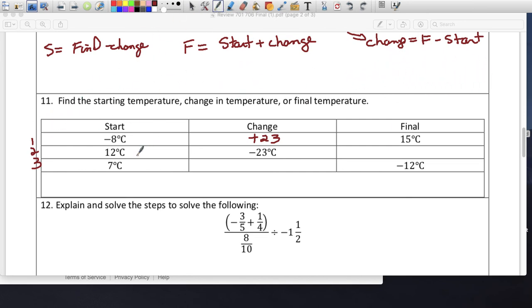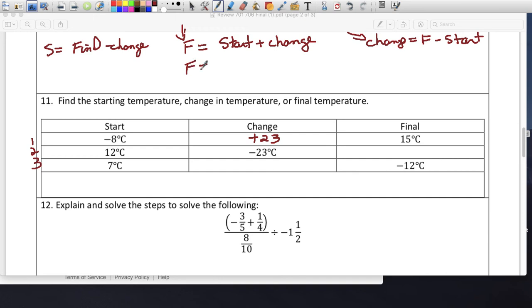Second one, I start at 12. The change is negative 23. So you're 12 degrees right now. It changed by negative 23. It means the temperature went down. So what's my final temperature? The temperature should be much colder than 12. So I want my final, and I'm going to use this one.